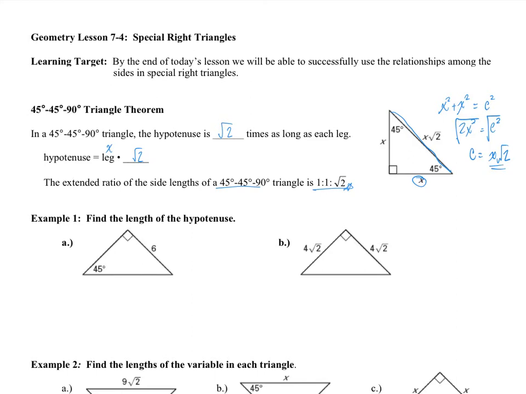Example 1. Find the length of the hypotenuse. So we simply take 6 and multiply by square root of 2. And for part B, we're given the length of the legs. So we can simply take the length of one leg, 4 square root of 2, and multiply by another square root of 2. So this would be 4 times 2, which equals 8.